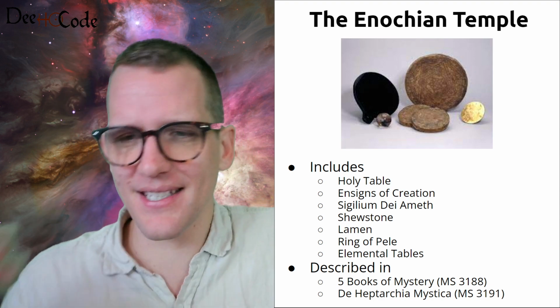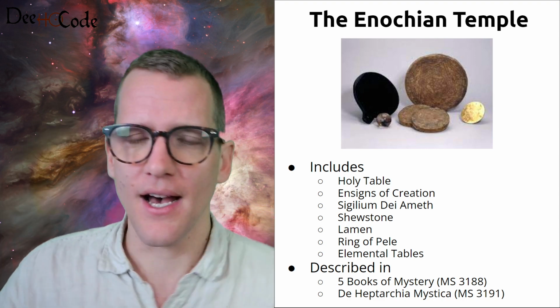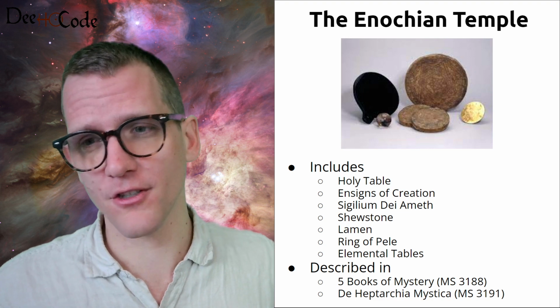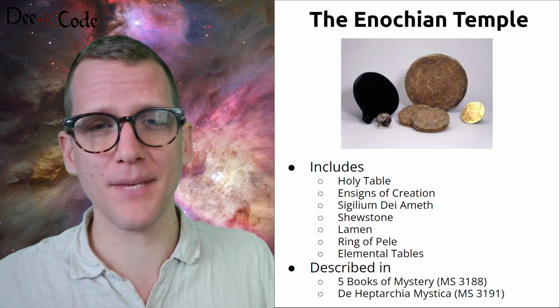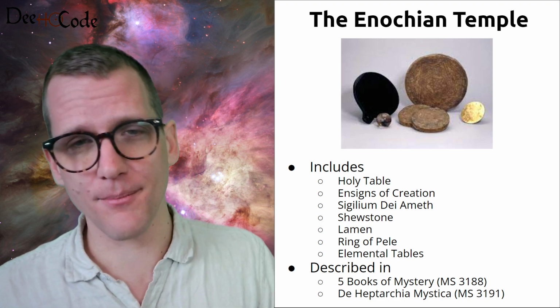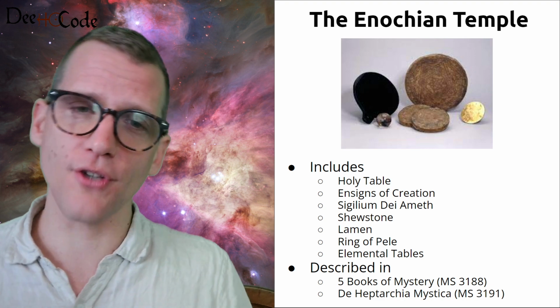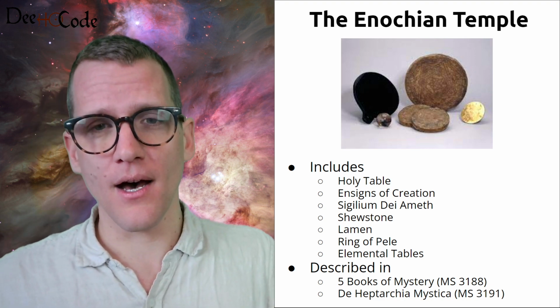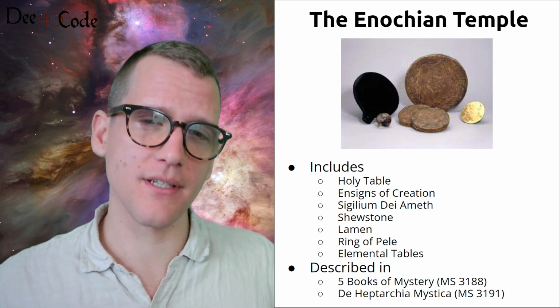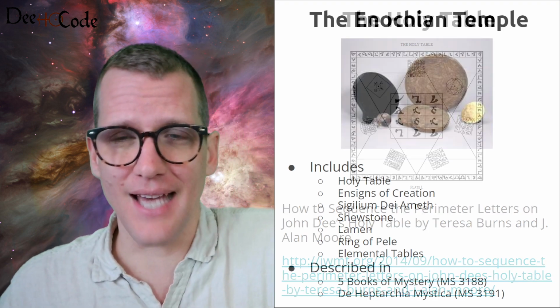So this Enochian temple is described in the 5 Books of Mystery, which you can get to through the Sloane manuscript 3188 or Peterson's 5 Books of Mystery as a source book. It's also described in De Heptarchia Mystica, which is the source of the Dee Code, in Sloane 3191, which is published by Turner under the De Heptarchia Mystica title.